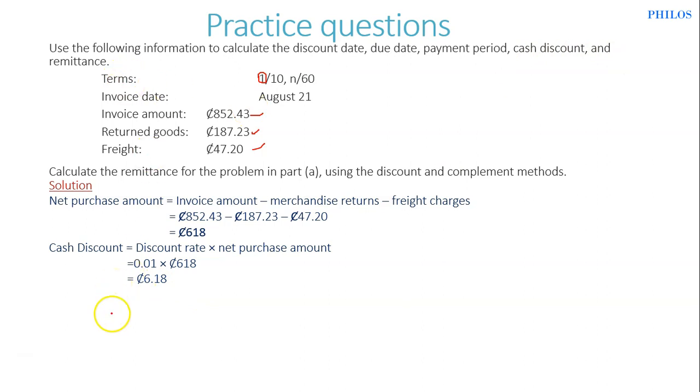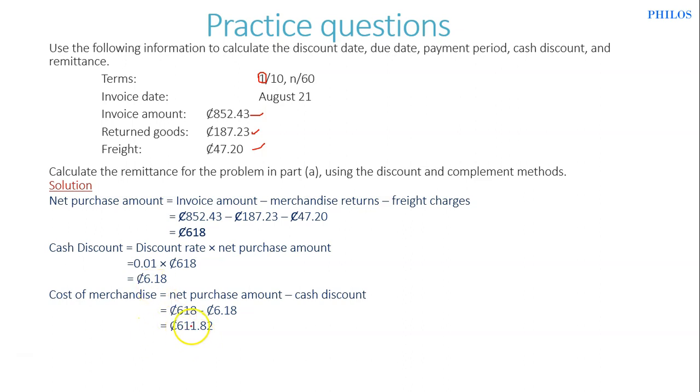Now, before you can get the remittance, you need to know the cost of the merchandise. The cost of the merchandise is like the net price under the trade discount. So the cost of the merchandise is equal to the net purchase amount minus the cash discount. So let's substitute them into the formula. We have 618 minus 6.18. When you subtract, you get 611 cedis 82 pesos. So this is the cost of the merchandise.